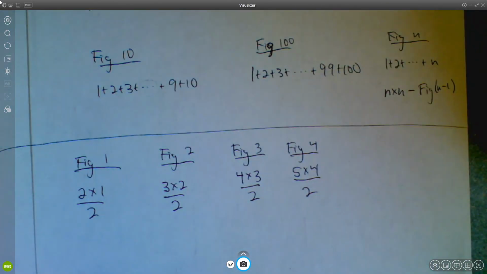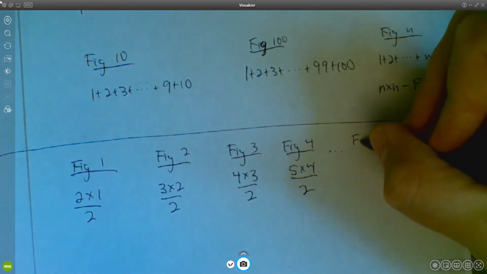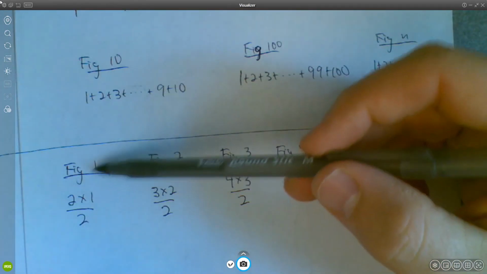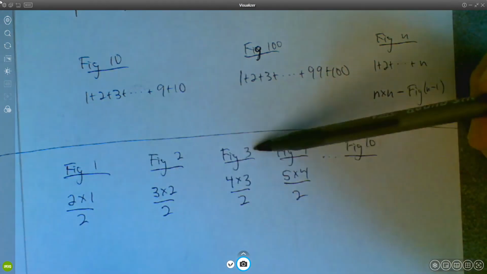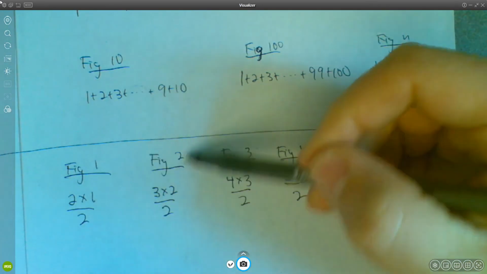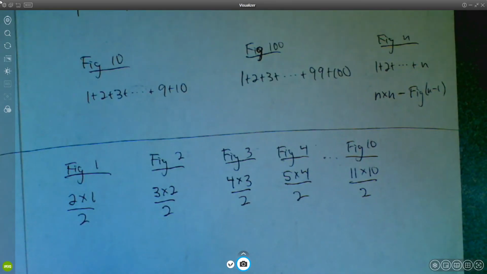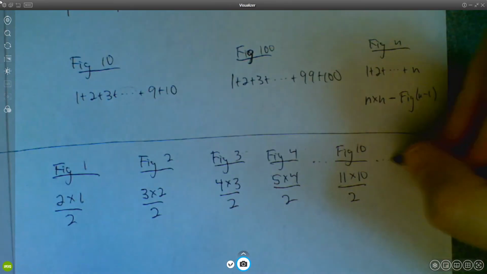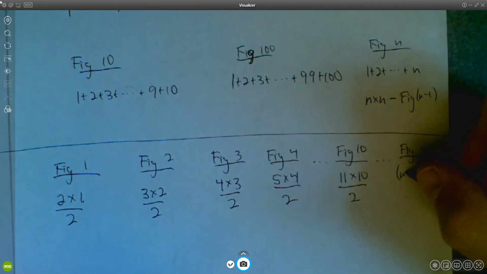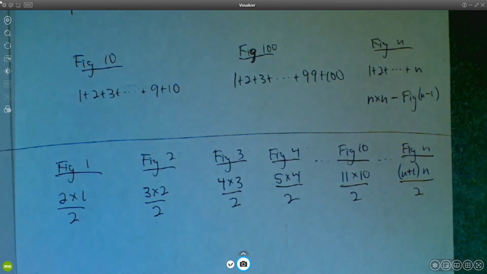So this we can extrapolate, and this we can get a closed formula for, right? So we can say dot, dot, dot. Now for figure 10, what's it going to be? Well, it looks like figure number plus 1, right? So figure number plus 1 times figure number divided by 2. And so, extrapolating now to figure n, it's figure number plus 1 times figure number divided by 2. And there's our closed formula, right?